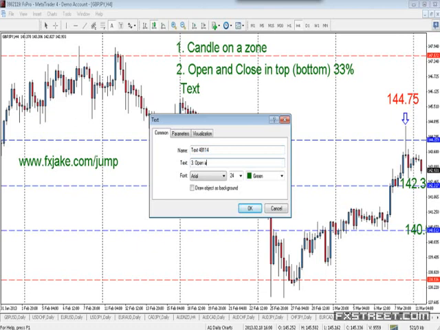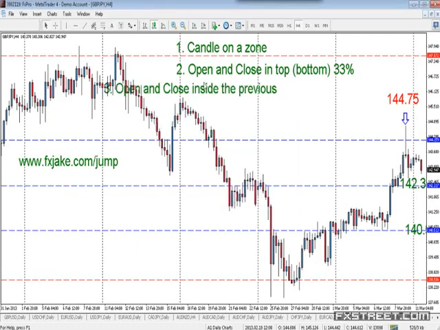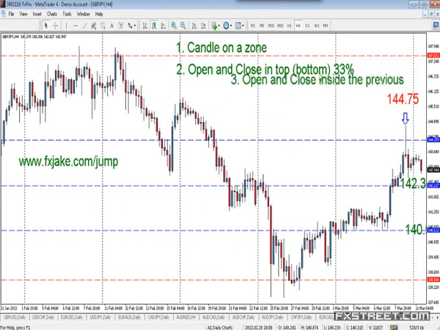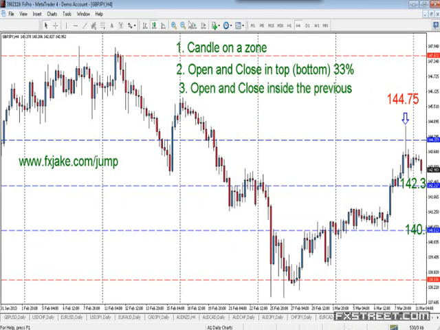The next thing is that the open and the close, and some people ask me about this, say, why do you want this? Why is this so important? The open and the close must be inside the previous candle. Now let me explain this. Why must the open and the close be inside the previous candle? Here's why. Let me show you.